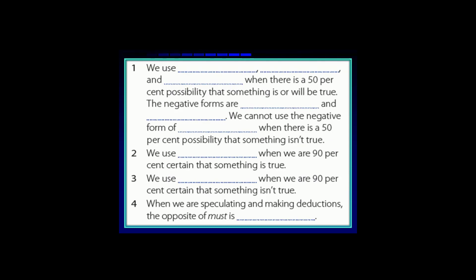Here in this slide, you're asked to complete with a suitable modal verb. One, we use blank, blank, and blank when there is a 50% possibility that something is or will be true. Okay, if there is a 50% possibility that something is true or is not true, what are the modal verbs that can be used here? Excellent. We use might, may, and could. The negative forms are may not and might not, and we cannot use the negative form of could when there is a 50% possibility that something isn't true.